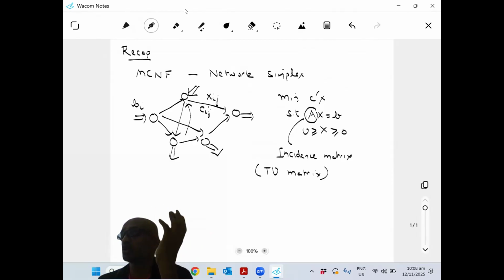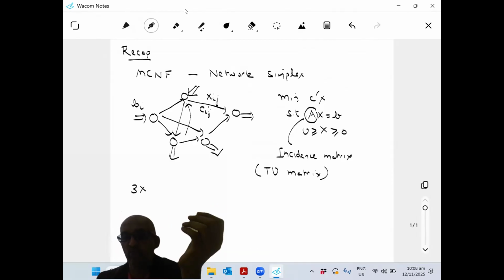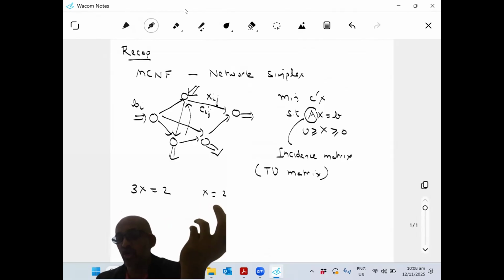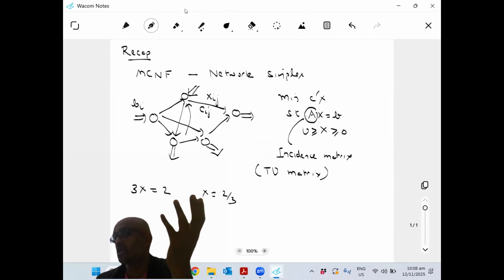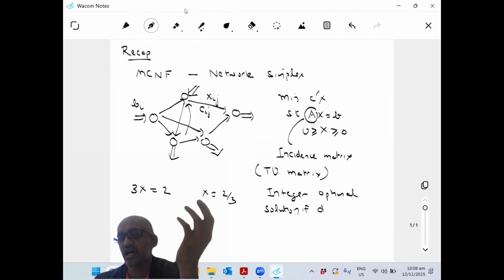This is not true in general for linear programming. For linear programming, you might have integer entries in A and B, but it doesn't mean that your solution has to be integer. The simplest example is a condition like 3x = 2. 3 is integer, 2 is integer, but clearly x is not integer, x is 2/3. So you're not guaranteed to have integer entries for x just because A and B are integers. But it turns out in this problem it is very nice. In this problem you basically get integer optimal solutions if the data is integer.